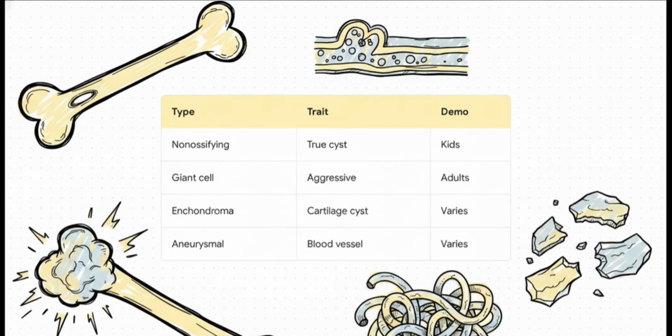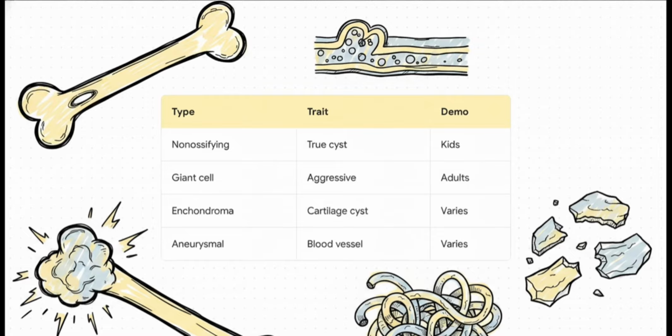But there are several other really fascinating benign types too. For instance, we have the non-ossifying fibroma, which is super interesting because it's considered the only true cyst of bone, and it's mostly found in kids and adolescents. Then you have giant cell tumors, which actually grow aggressively in the rounded ends of bones, usually in adults. We also have enchondromas, which are cartilage cysts growing deep inside the bone marrow, and conditions like fibrous dysplasia, where a gene mutation makes bones weak and vulnerable to fractures.